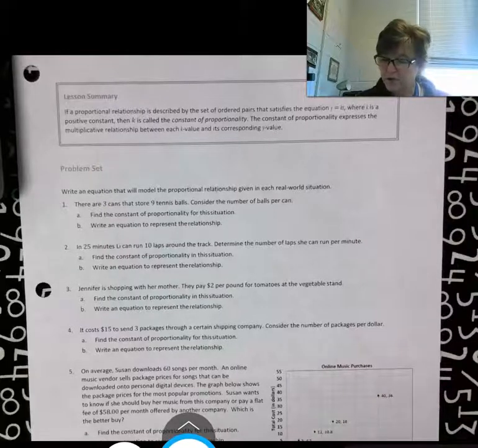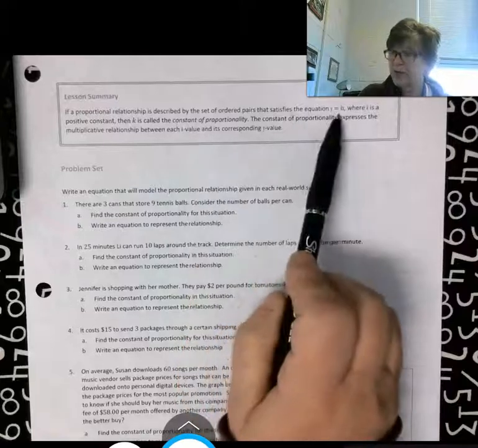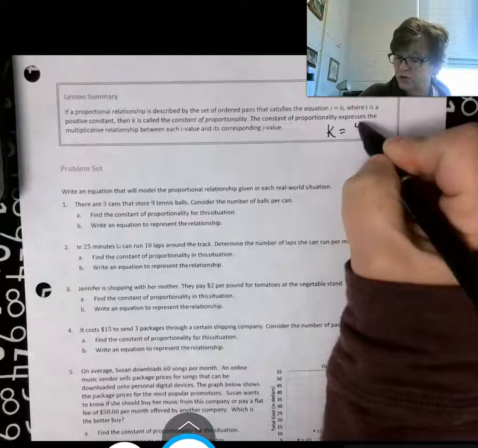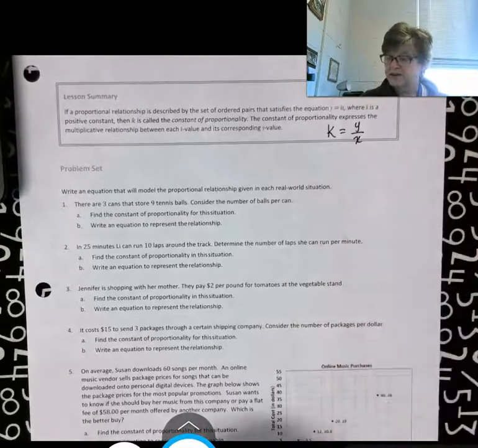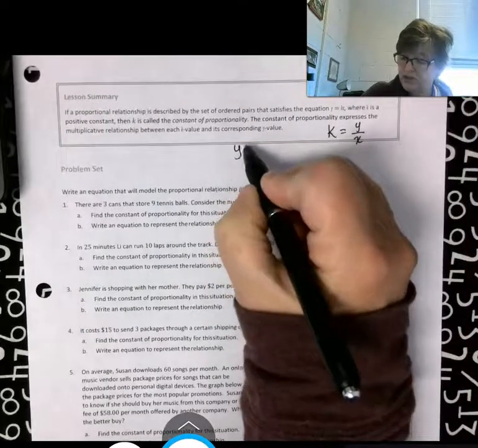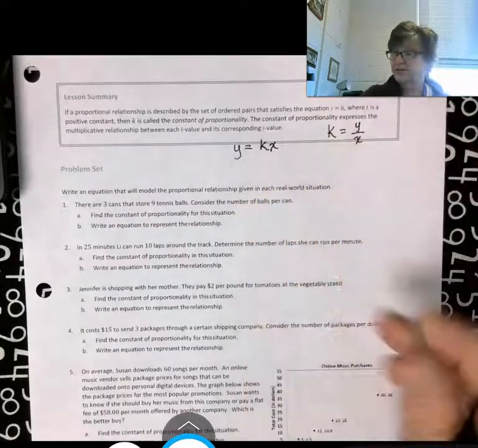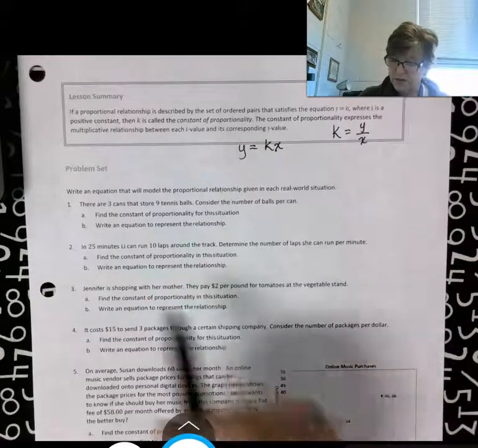Okay, let's go over your problem set. Now again, let's just review that we know that K, the constant, is equal to y over x, or y divided by x. But if we rewrite that, the equation is y is equal to the constant times x. And we're going to be applying that in these situations.